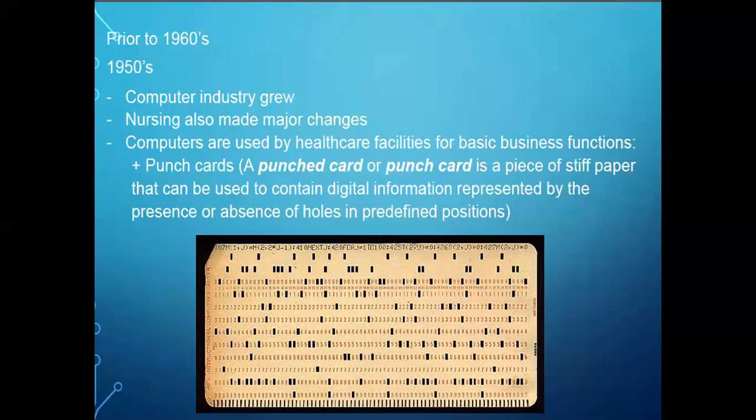This is an example of a punch card. It's a piece of stiff paper that can be used to contain digital information represented by the presence or absence of holes in predefined positions. So this was in the 1950s.